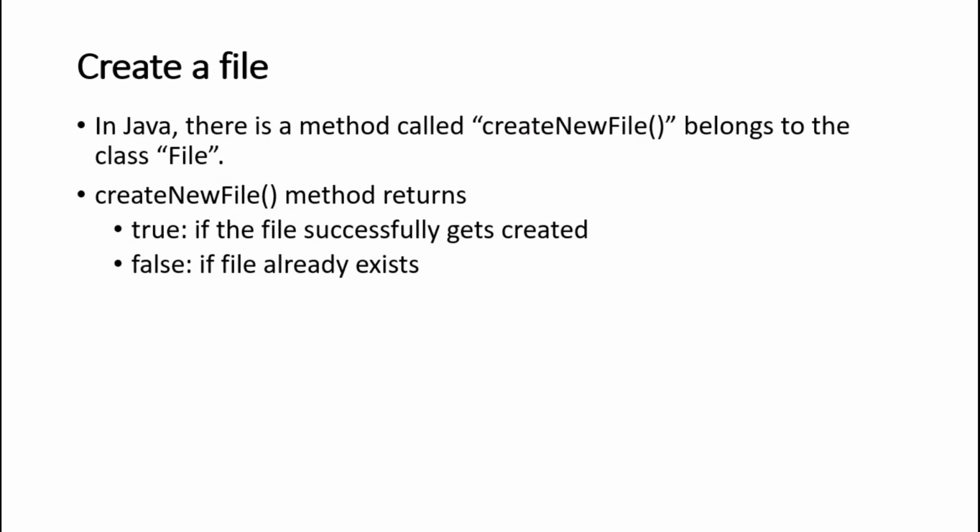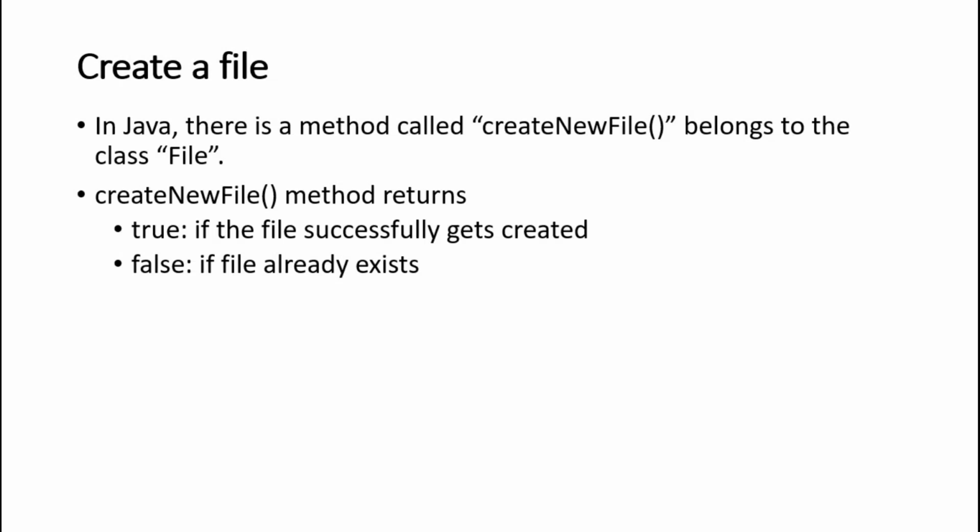First, let's see the steps to follow in order to create a file. In Java, there is a method called createNewFile, which belongs to the File class. It returns a boolean value. It returns true if the file gets successfully created. It returns false if the file already exists. If you try to create a file with a file name which already exists, then it will return false.